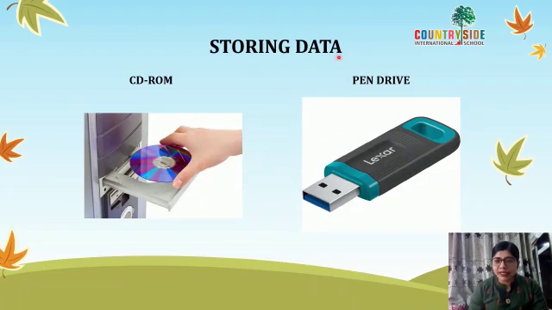Now for storing the data, the computer has two places. Either we store the data in a CD drive or we can store it in a pen drive. I'm just taking two simplest examples, otherwise there are many other storage devices available. The CD drive is where CDs can be kept and in the CD we can store the data, and the other one is the pen drive, which can be inserted in the CPU and we can store our required data.